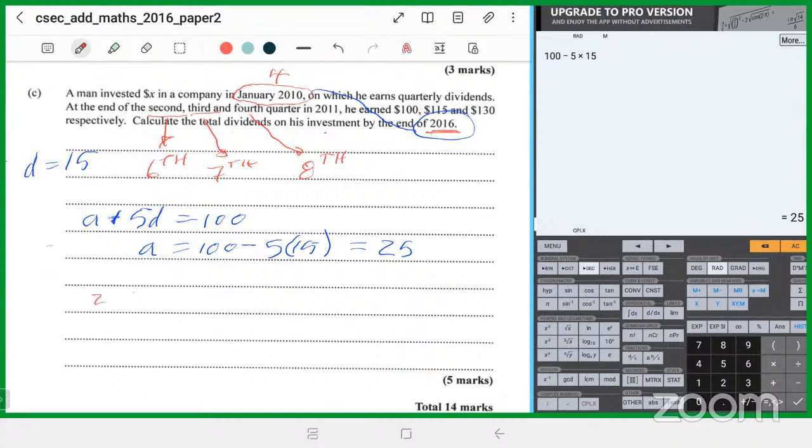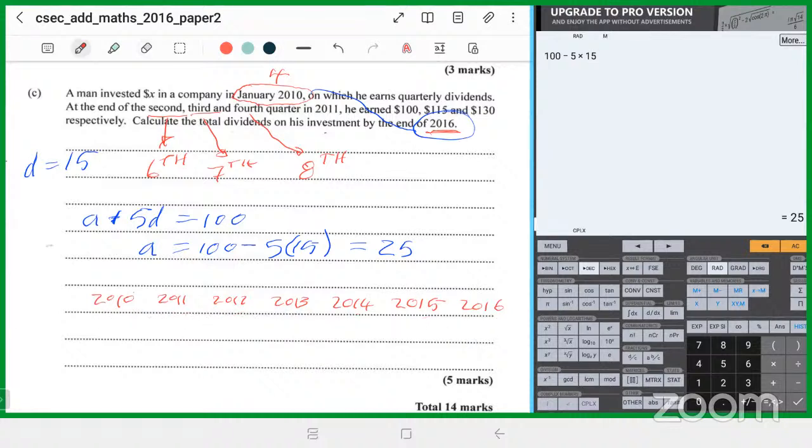You have 2010, when he started, 2011, 2012, 2013, 2014, 2015, 2016, going all the way down to 2016. That's 1, 2, 3, 4, 5, 6, 7. So 7 years of dividends.